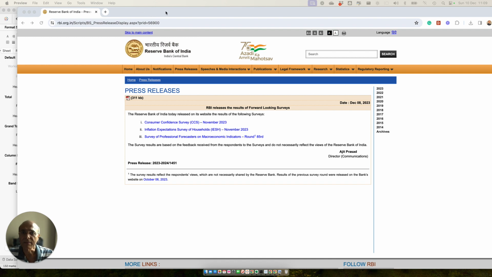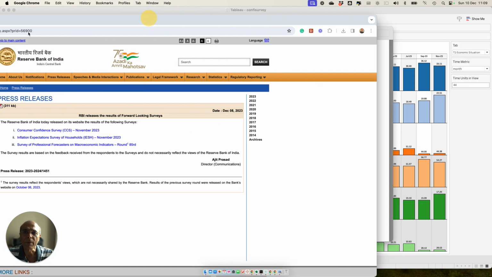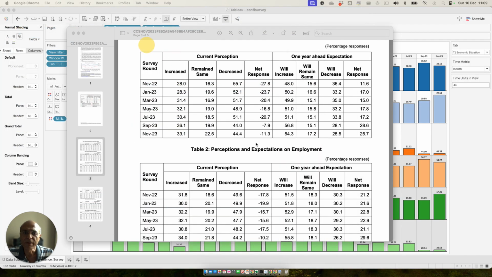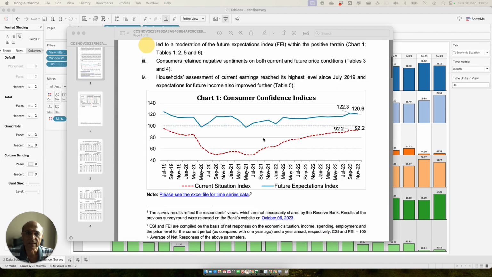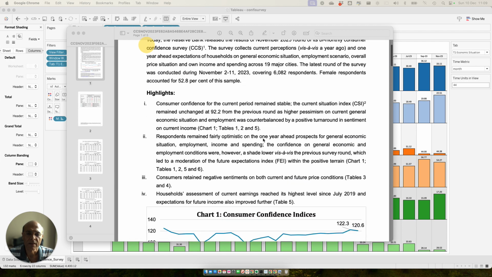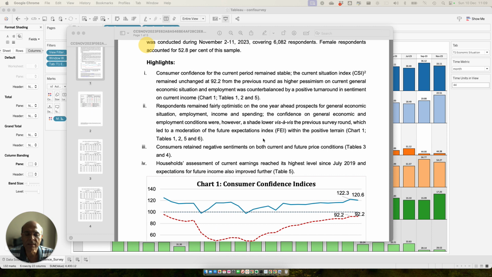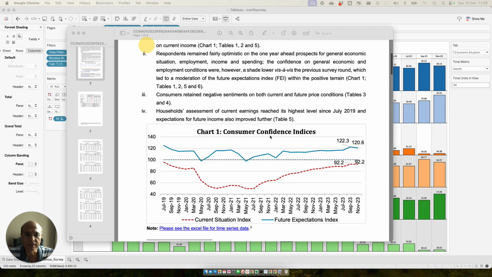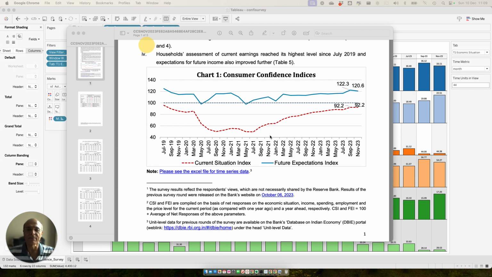Now friends, RBI has already published the results in a PDF document which is here in front of your screen. Anybody who wants to learn more about the survey can go and read this document. I am not going to focus on this document in today's video. My plan is to look into the time series data which is here. My mouse is pointing here: please see the Excel file for time series data.